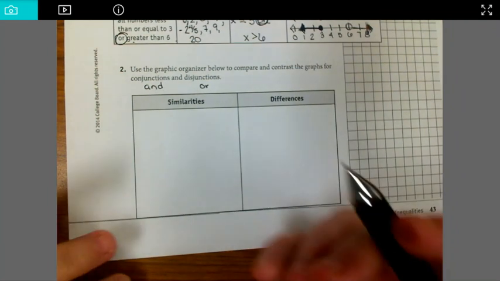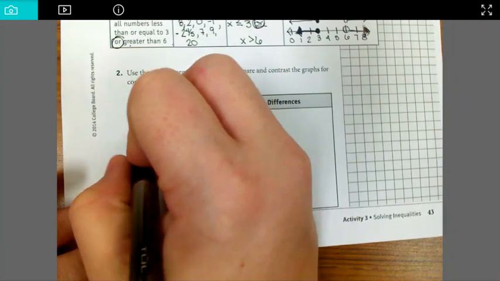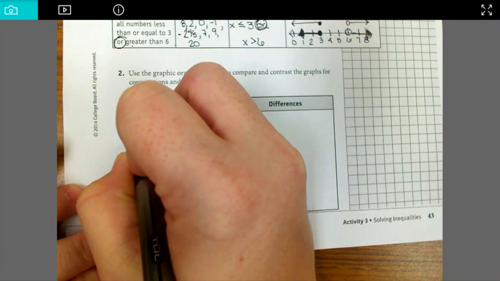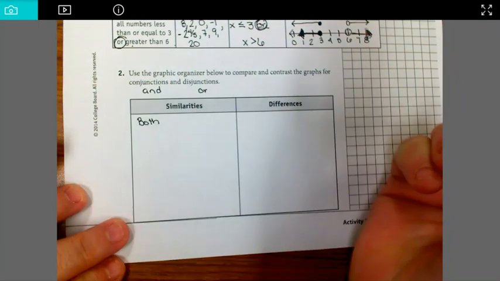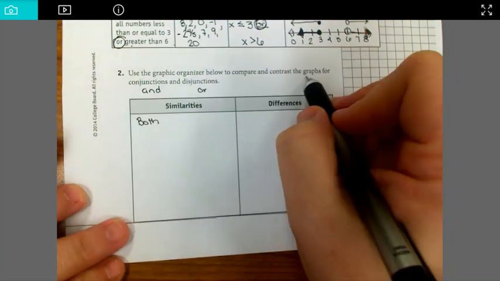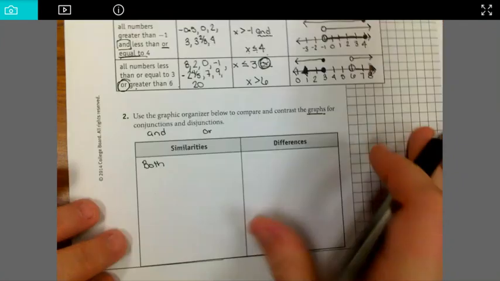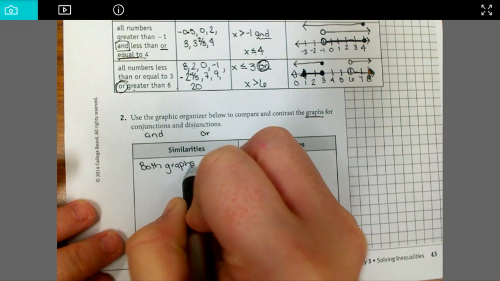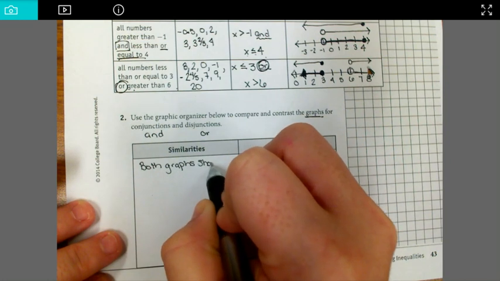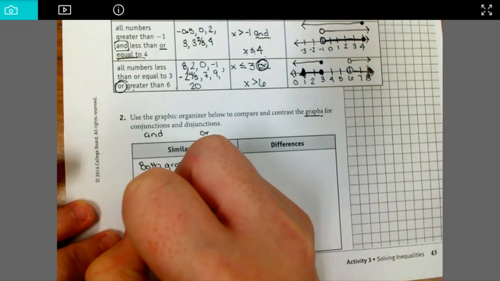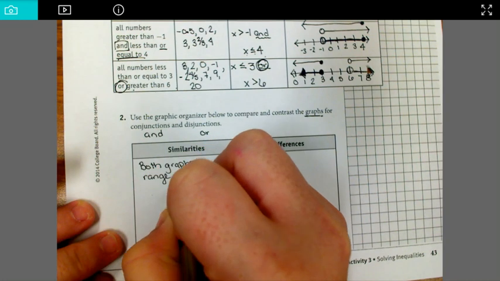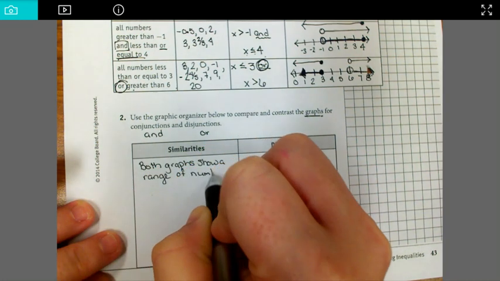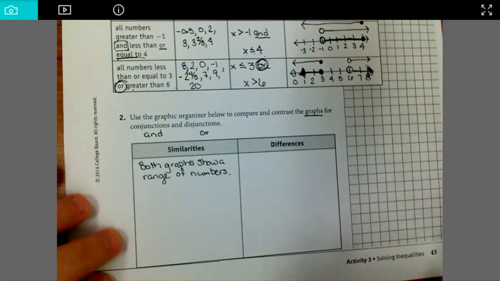Similarities. Well, they both show a range of numbers. And it says we're comparing the graphs, okay? So both graphs show a range of numbers. Okay?